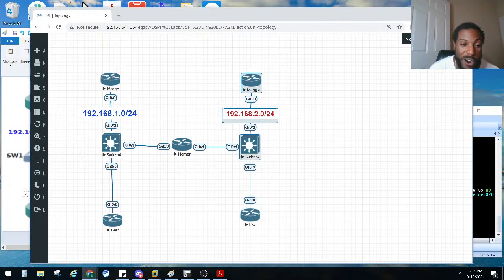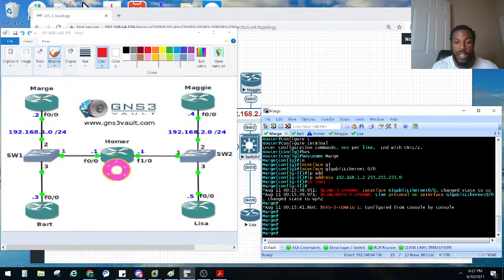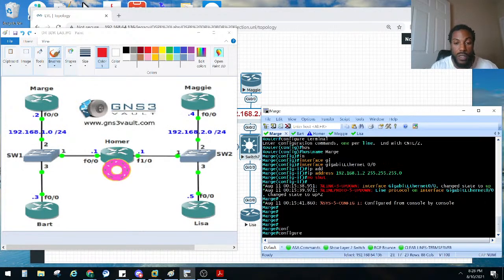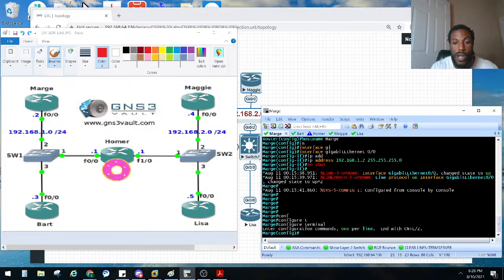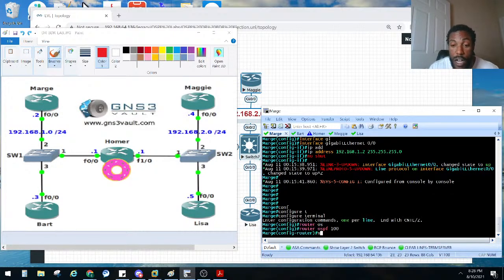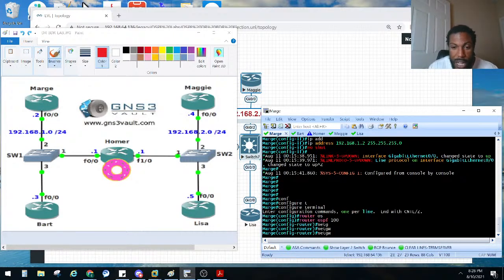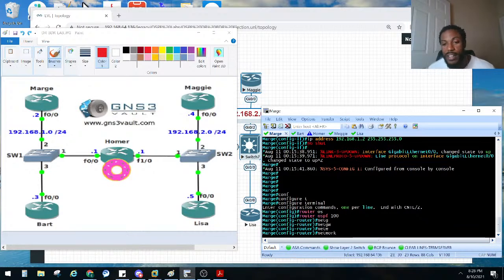So let's start with Marge and put that interface in. Global config mode, and we'll say router OSPF 100, process number 100. Remember, this is a locally significant number here. The network statement we're going to use is, I really got to get me a lab computer, man. This ain't going to work.